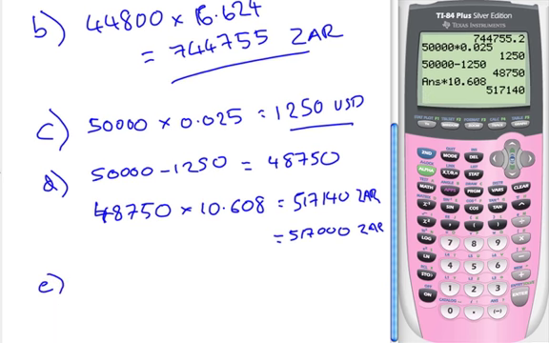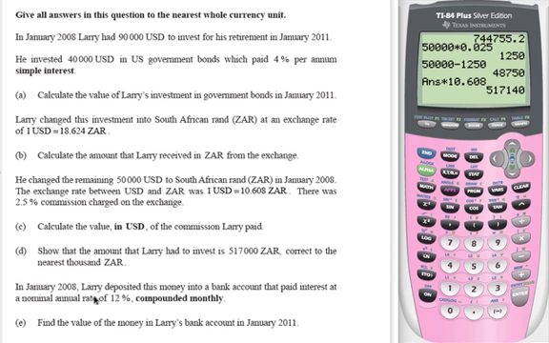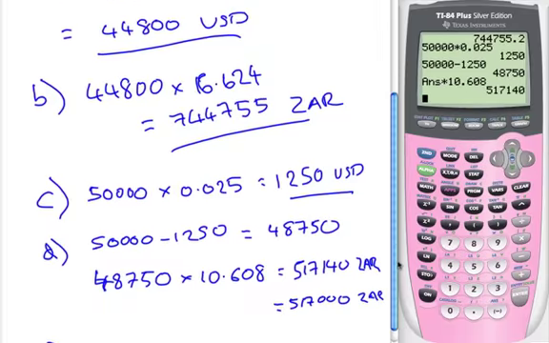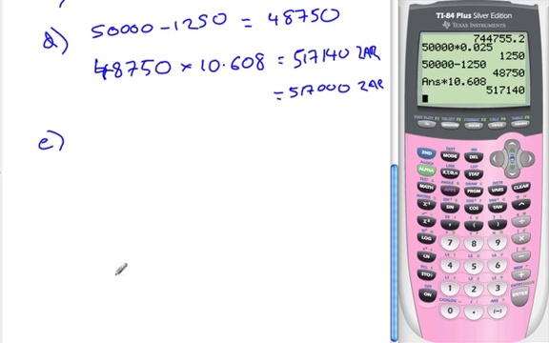Okay, part E. What does it say? In January 2008, Larry deposited this money into a bank account that paid interest at a nominal annual rate of 12% compounded monthly. Find the value of the money in Larry's bank account in January 2011. Okay, so I think it's just this bank account with the 50,000. So that's the amount of Rand. I'm not sure which one we should use actually. I guess we could use either.